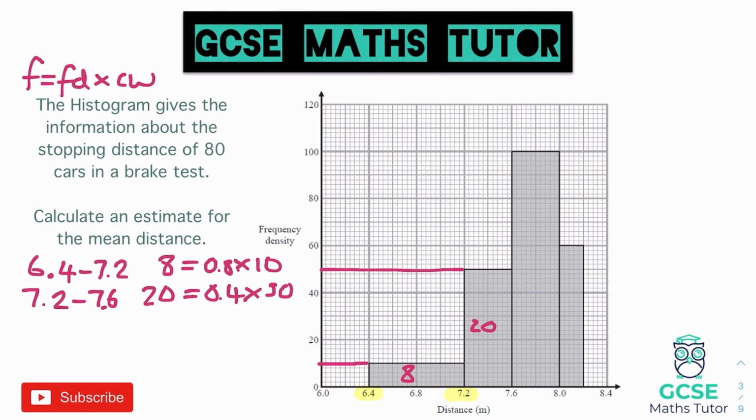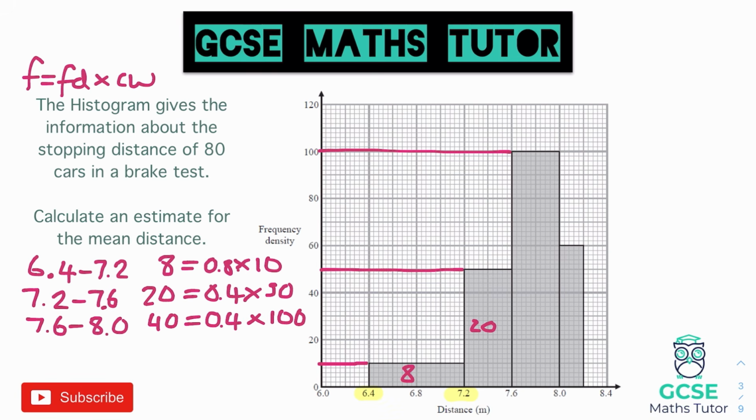On to the next one. This goes from 7.6 over to 8.0. So that is a class width of 0.4. So 0.4 multiplied by the frequency density, which we can get over here, which is 100. And that gives us a frequency of 40.